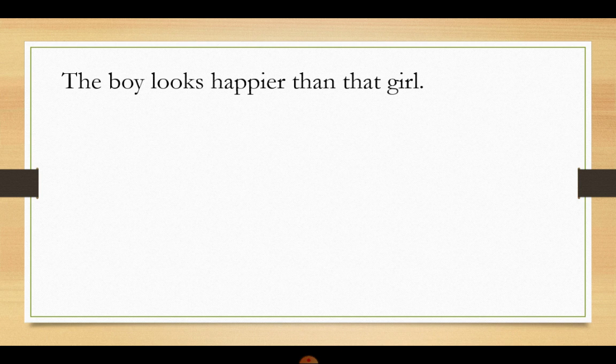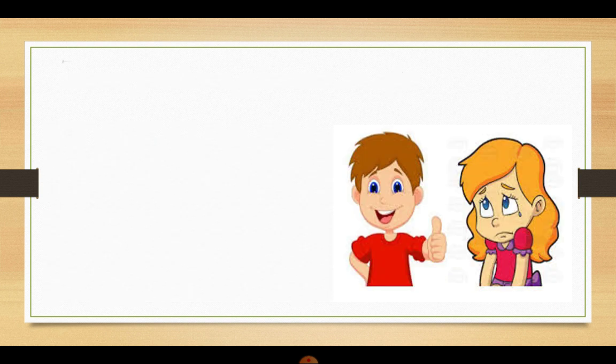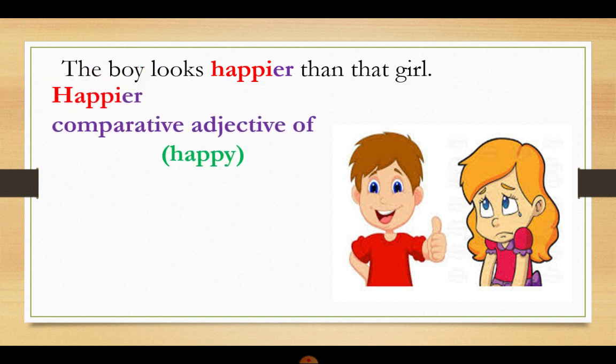Third sentence. The boy looks happier than that girl. Who can find the word, the comparative or superlative adjective with the ending er or est? Tremendous. Happier. Happier is a comparative adjective, teacher. How did we know? We have here er.